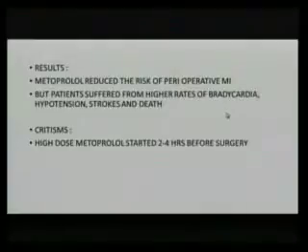We know that anesthetics, whether it's general anesthesia or opioids, benzos, they all have negative cardiotropic effects. So starting beta blockers is only going to add to hemodynamic instability.